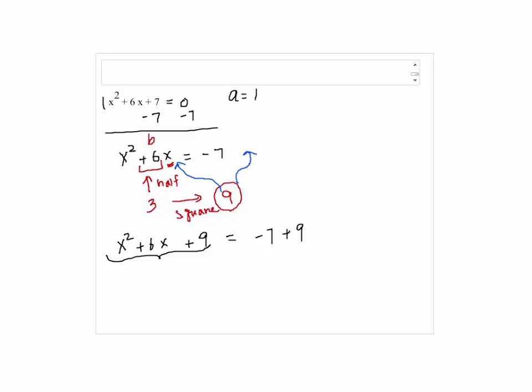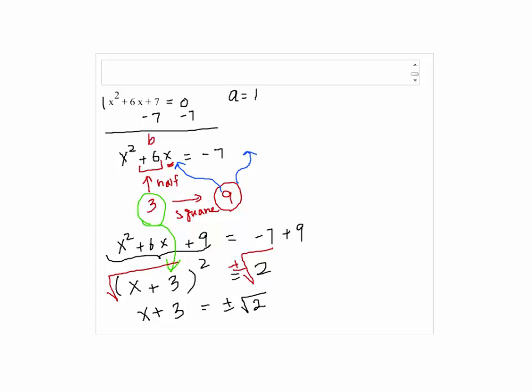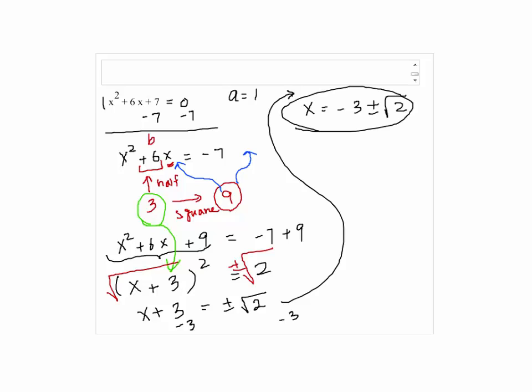So we can complete the square for x squared plus 6x plus 9. So we have x plus 3 squared on the left-hand side. The 3 came from half of the b. That equals 2. Then we take a square root on both sides. So on the left-hand side we have x plus 3 equals plus minus the radical 2. By subtracting 3 from both sides, we have x equals negative 3 plus minus the radical 2.